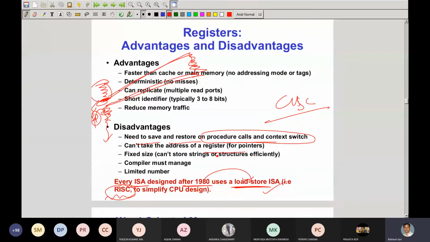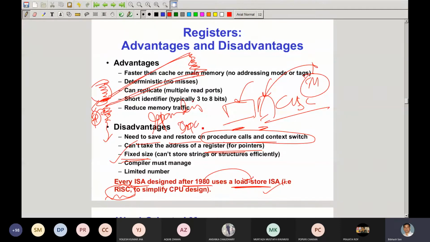You cannot take the address of a register for pointers. Only a register can be loaded, and from the register it can be stored to memory, but register addresses cannot be manipulated by you as a pointer. And it is a fixed size. That is a very important point: since it is a fixed size, the expanding opcode concept cannot be implemented. The variable code length, expanding opcode advantage, which we will study today, cannot be possible in these cases.